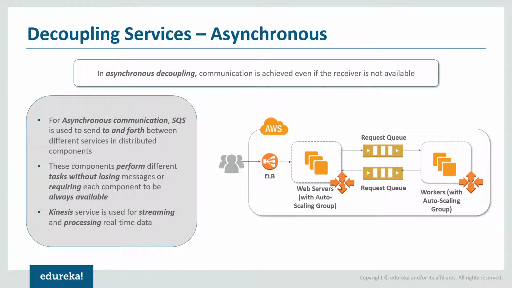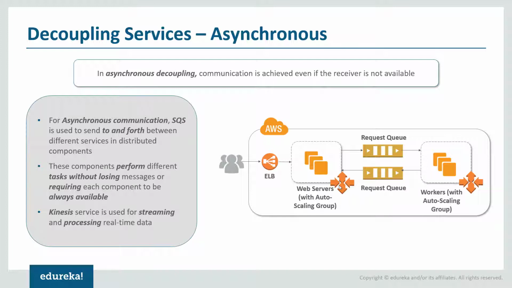SQS can retain a message for a period of time so that it stays in the queue. You can fetch the message, process it at your own sweet time, and then tell the application that you have completed the processing. That's why, between the users communicating and the web servers, we have a load balancer, that's your ELB. But between your web servers and workers, we have an SQS queue, which maintains the request queue as well as the response queue.